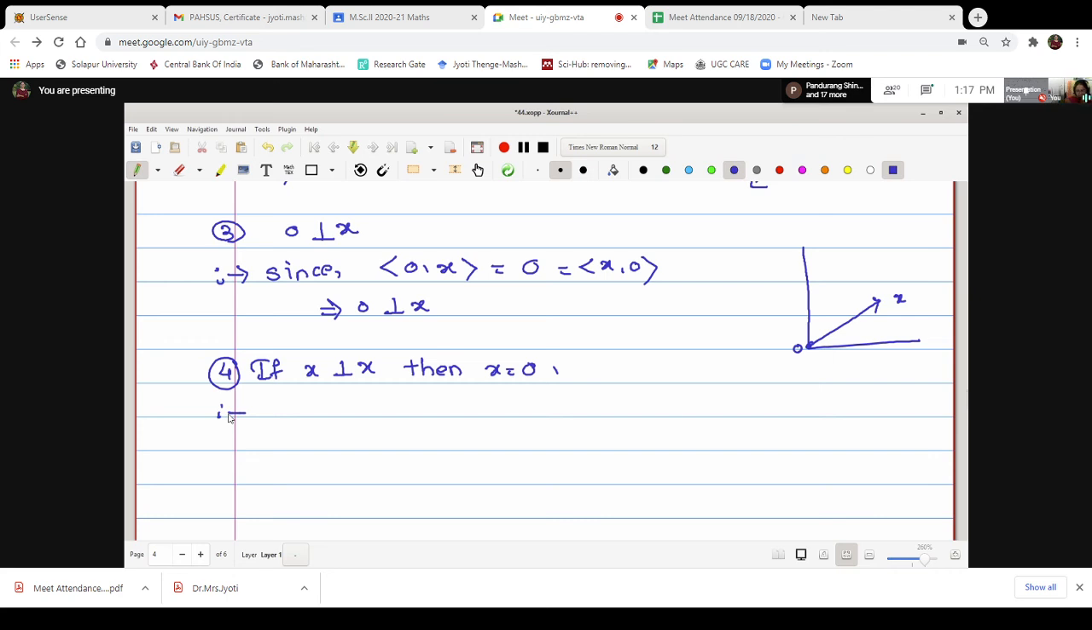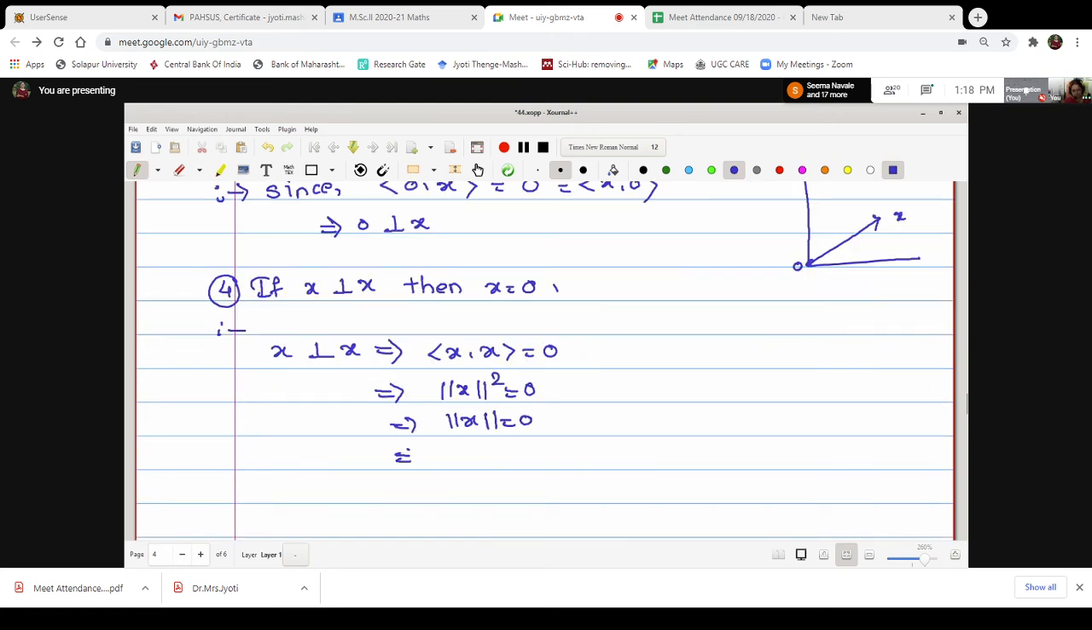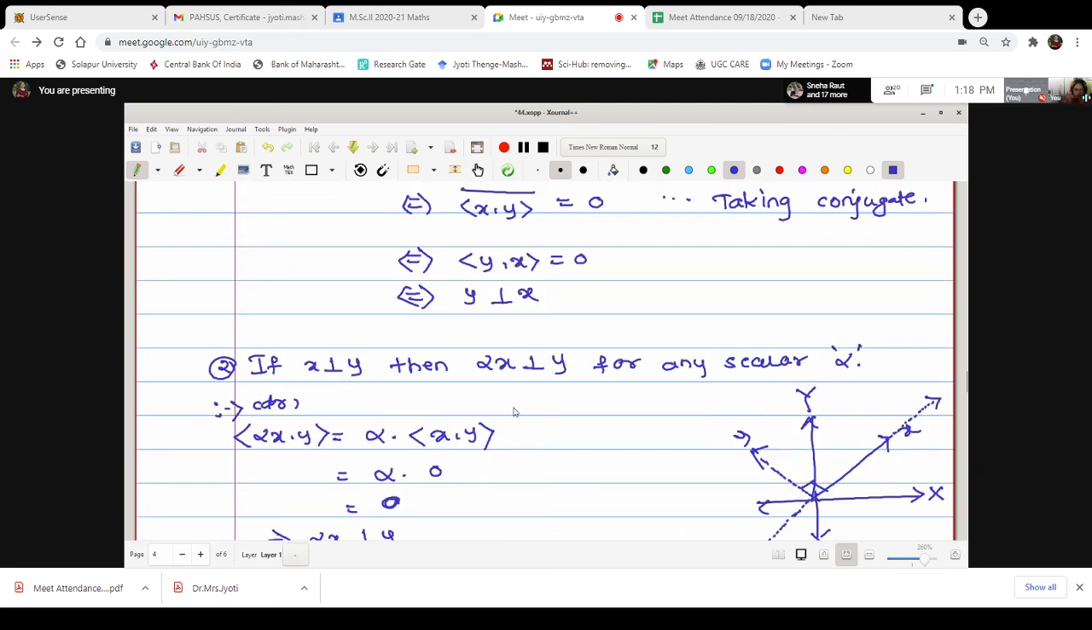That is, 0 is the only vector which is orthogonal to itself. No other vector can be orthogonal to itself. Therefore, let me consider x is orthogonal to x. What does this imply? The inner product of x with x is 0. The inner product of x with x gives me norm square of x equals 0, which is actually norm x equal to 0, proving x is equal to 0. Right? Therefore, 0 is the only vector which is orthogonal to itself. These are the 4 properties depending on the orthogonality of the two vectors in the Hilbert spaces.